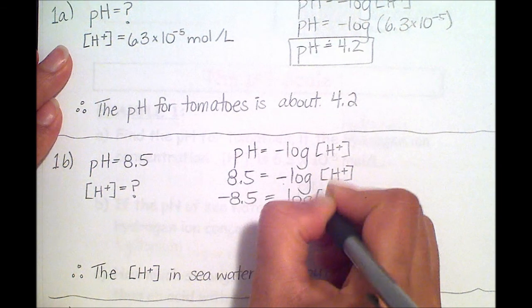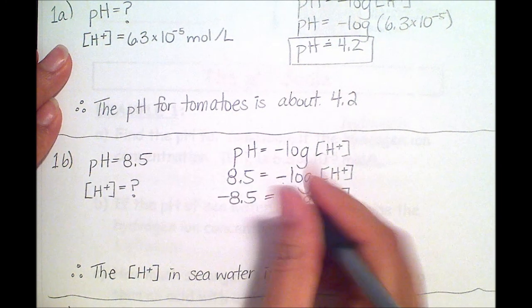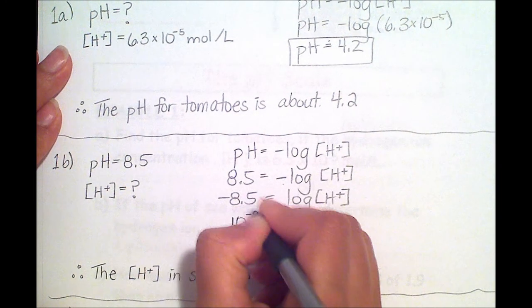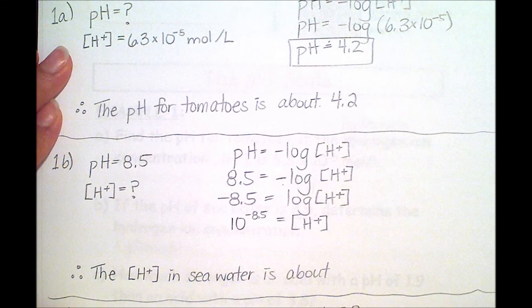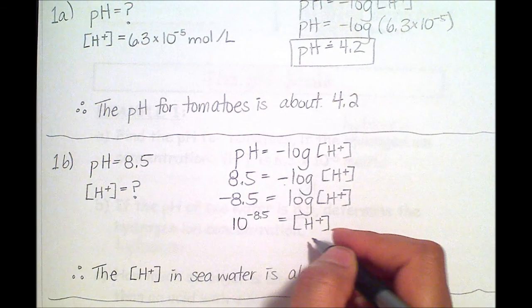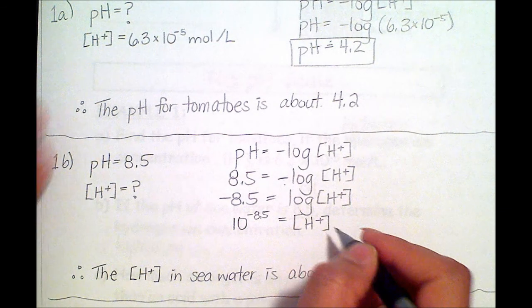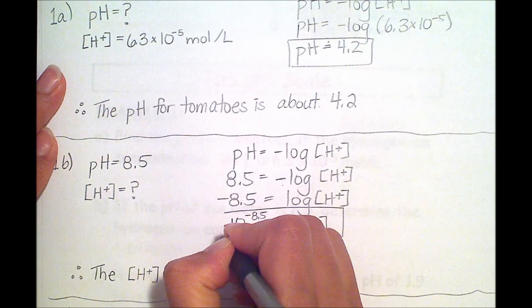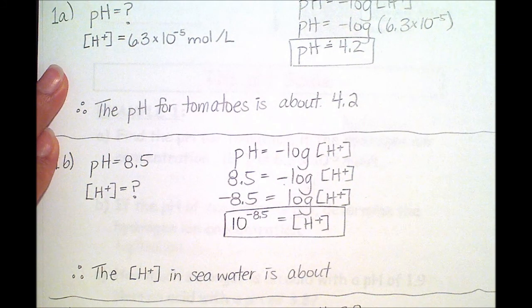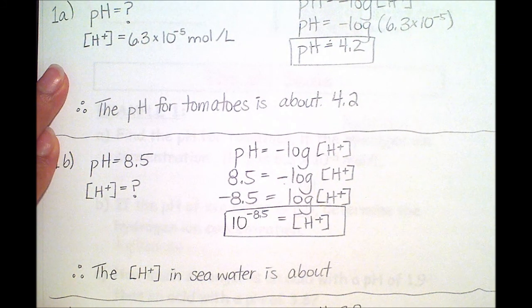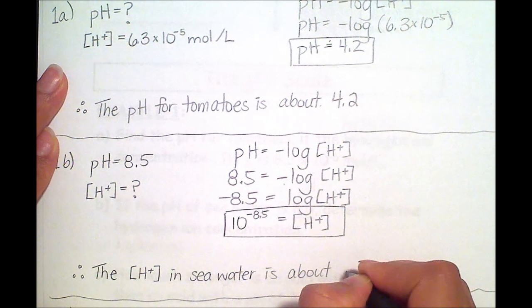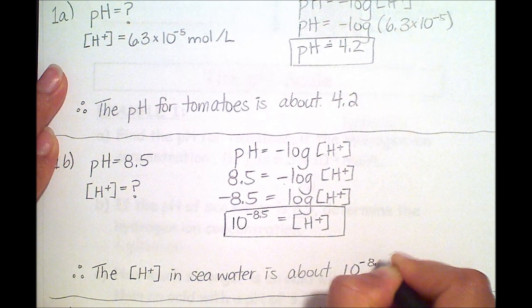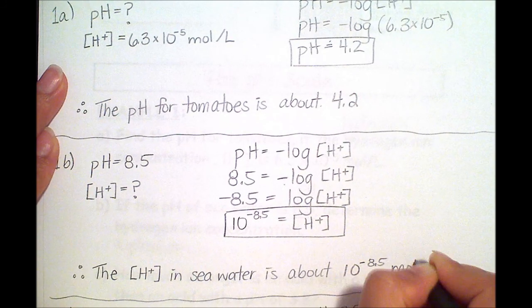And then I'm going to rewrite this in exponential form, and I get 10 to the exponent negative 8.5 equals the concentration of the hydronium ion. And again, if I type this into my calculator, I get a really messy decimal. So I'm going to leave my answer at this. Therefore, the concentration of the hydronium ion in seawater is about 10 to the exponent negative 8.5 moles per liter.